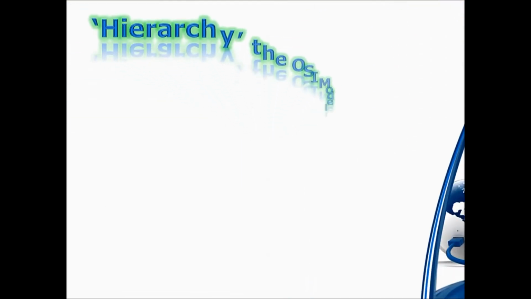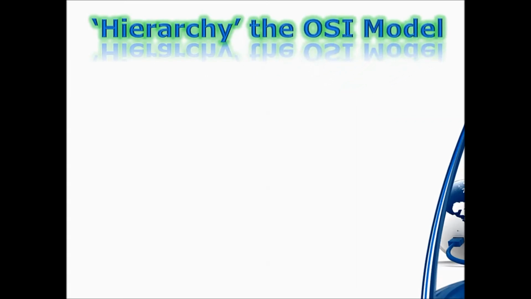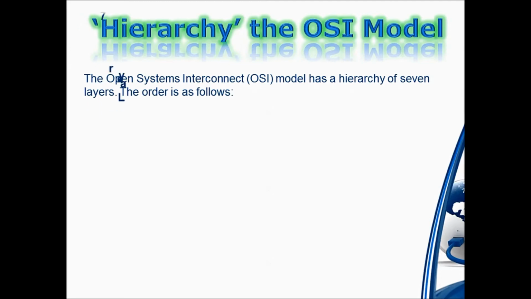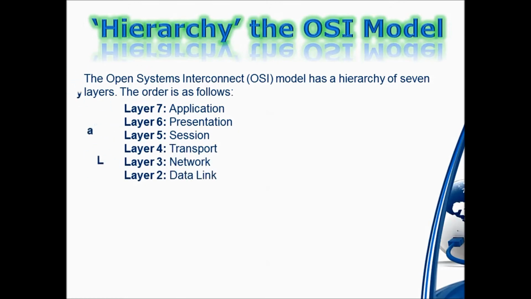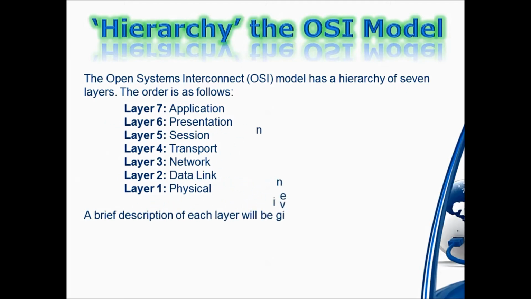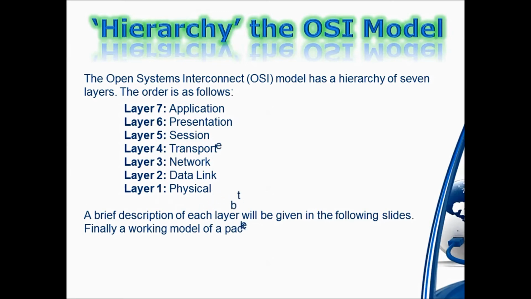The hierarchy of the OSI model is layer 7 application, 6 presentation, 5 session, 4 transport, 3 network, 2 data link and 1 physical layer. I'll be giving a brief description of each one of these layers as I go through the slides. Finally, a working model of a packet being sent to the source and a description is shown at the end.